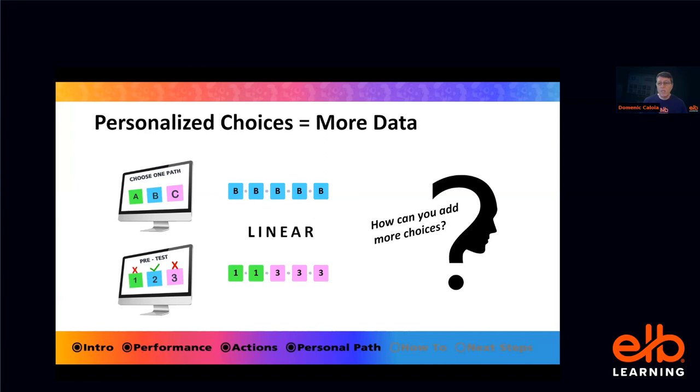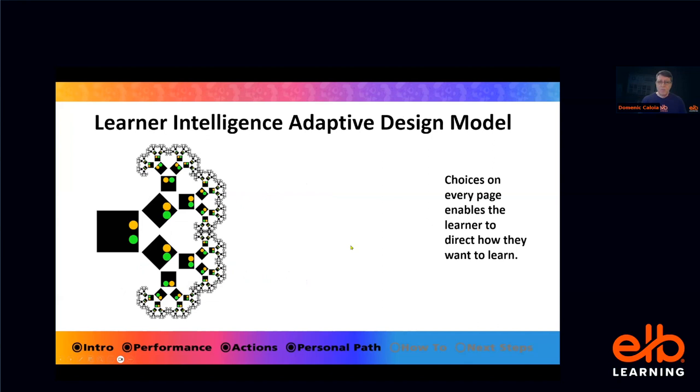Now, here's an example of personalized learning taken to the max. I call this the Learner Intelligence Adaptive Design Model. There'll be a link coming up a little bit later on. It's something that I've developed, and I've spoken a lot of times on it. Basically, it's a way of building a course where the learner has choices on every single page.